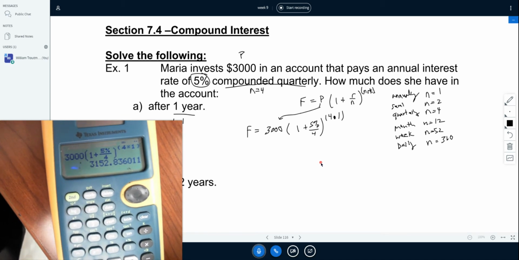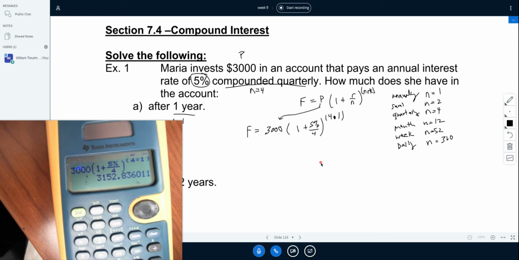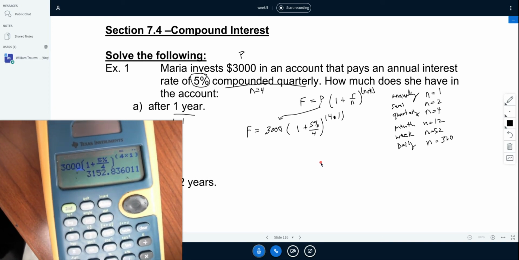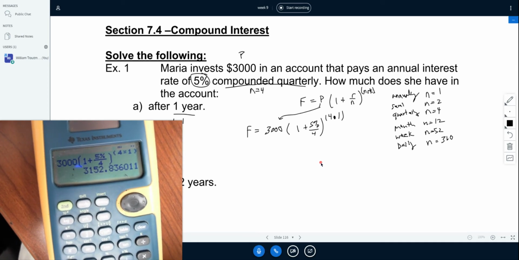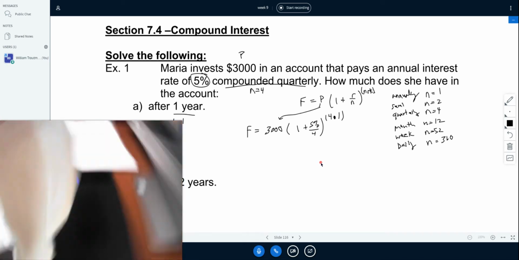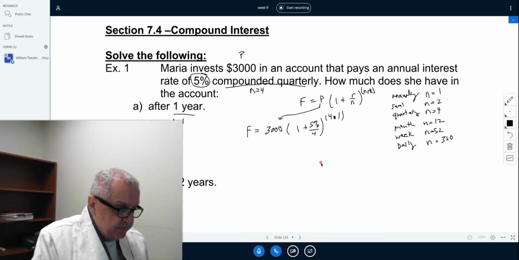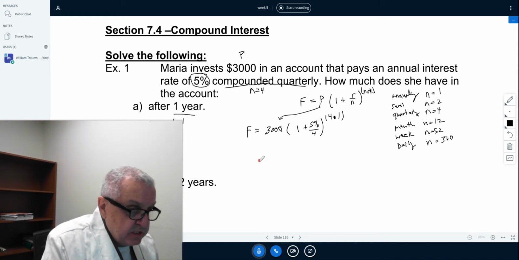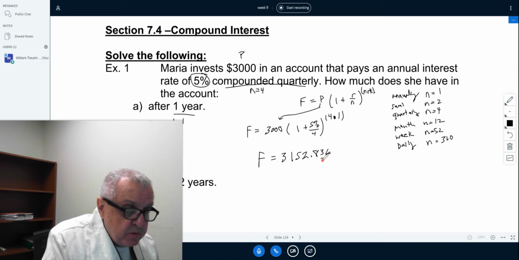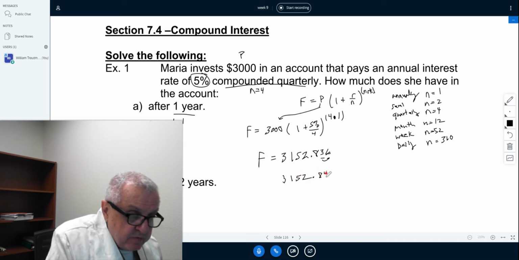When I hit enter, we started with $3,000 in the bank. After 1 year, compounded quarterly, we have $3,152.84. Always round money to the nearest cent. My answer said 3,152.83 and so on, but we always round money to 2 decimal places, so $3,152.84.